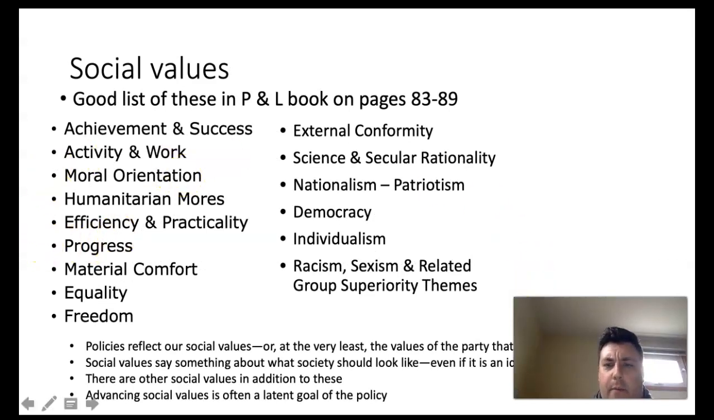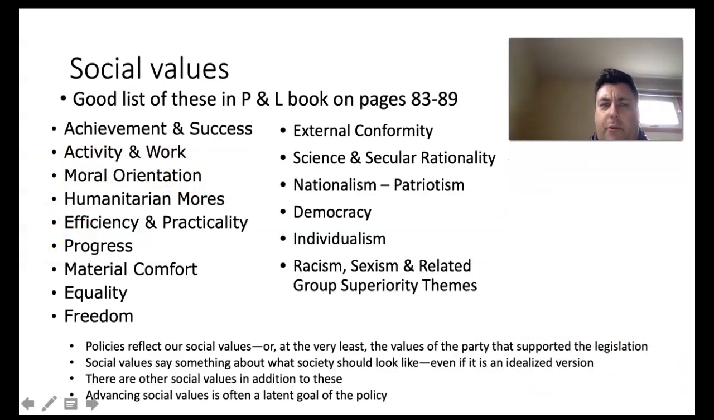So as I said, I had a slide coming up on social values, and I've listed the social values that are on pages 83 to 89 in the Popple and Leninger book. They've got a pretty good description of what each of these values are. I should say, by the way, that this is only a selection of social values. There certainly are others, and you should feel free to comment on the social values that you think are in the policy that you're studying.